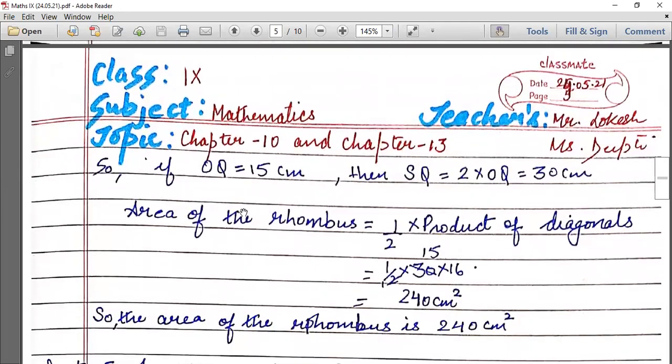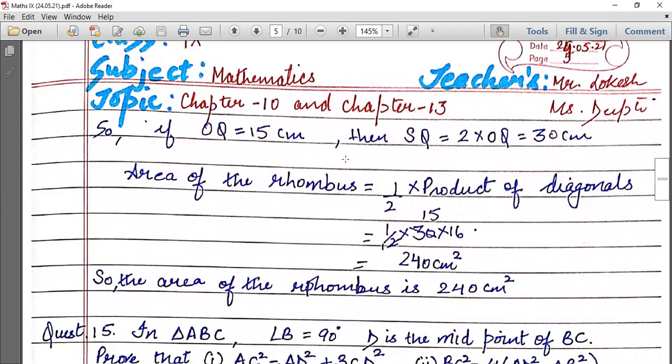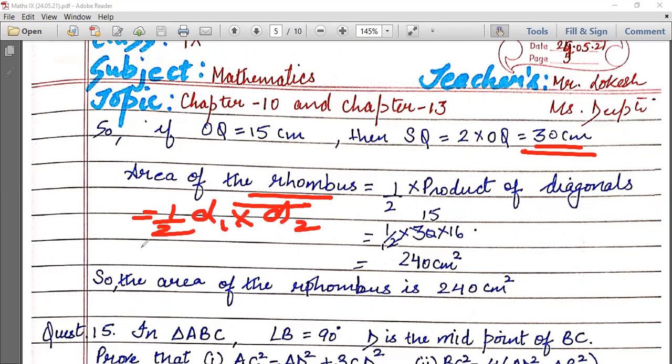So now children, if OQ is 15 centimeter, the length of the diagonal will be double of that. So SQ is equal to twice 15, that is 30 centimeter. Now you have both the diagonals with you, so you can find the area of the rhombus, that is half times the product of the two diagonals. One diagonal is 16 and another one we just calculated, 30. Just cancel it, you will get 240 centimeter square. So what is the area of the rhombus? That is 240 centimeters square.